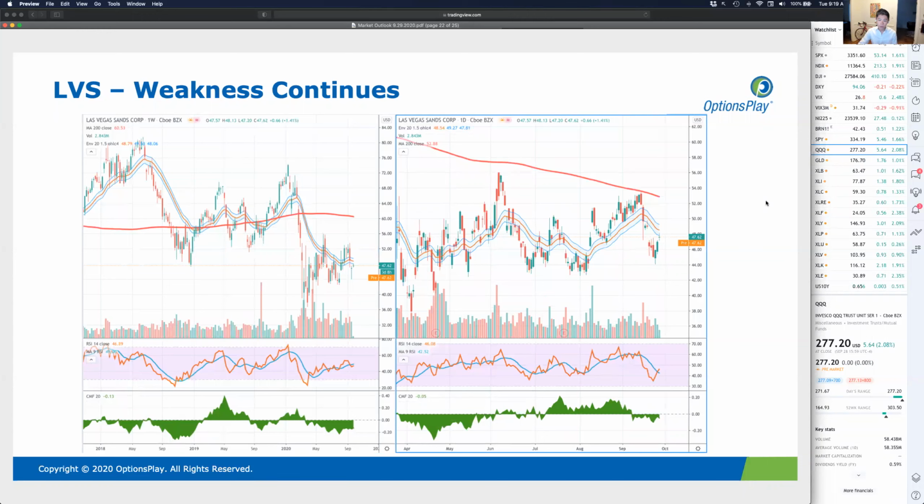But if we look at some of the hotel names like Las Vegas Sands, specifically a lot of exposure here to Vegas, where convention numbers have been virtually zero and stays at zero, and expects that even within 2021 to be extremely weak here. So Las Vegas Sands moving sideways, not only moving sideways on an absolute basis, which means that on a relative basis, it's starting to underperform.